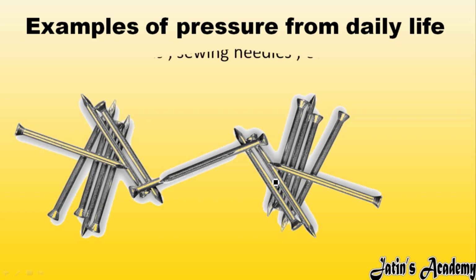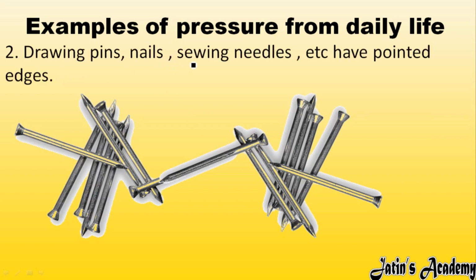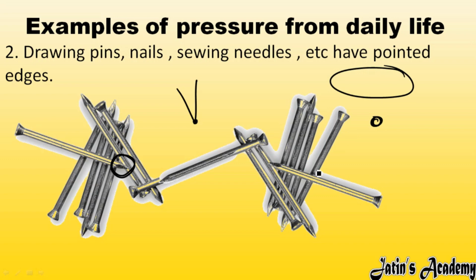Next we are having similar examples: drawing pins, nails, sewing needles, etc. have pointed edges. Why do all these things have pointed edges? Pointed edges means here area is what? Area is more or less? Area more means like this, area less means like this. Okay, area is less, and as we know pressure is equal to force over area. If area is less, then pressure exerted on any object will be more. So these drawing pins or nails can go into the wall very easily by applying force.